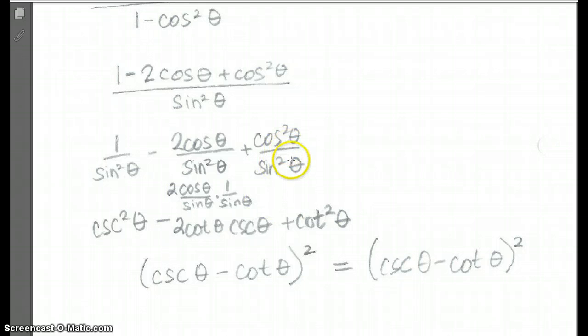And cosine squared theta over sine squared theta is cotangent squared theta, which when factored is cosecant theta minus cotangent theta squared. So notice that I took the middle term, it was divided by a sine squared theta, and I broke it up into 2.